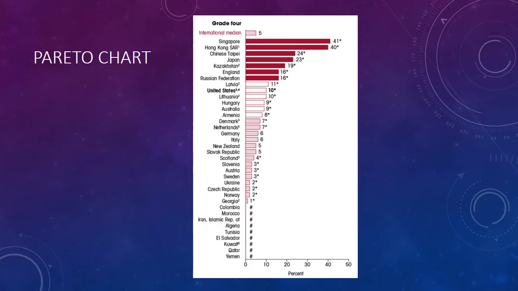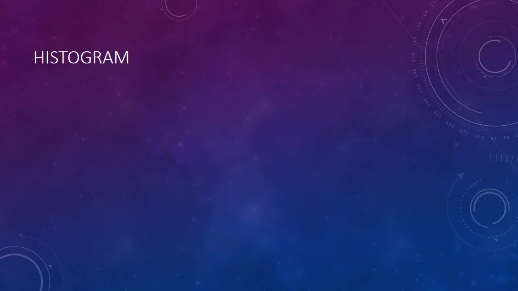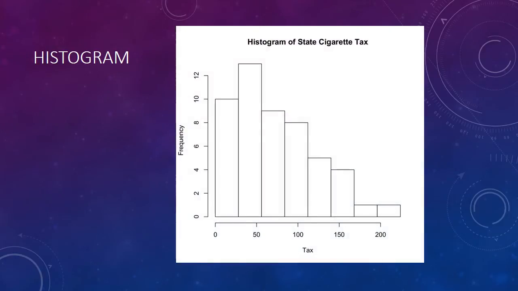Another chart that's related to the bar graph is the histogram. This is a bar graph constructed for continuous data by dividing the continuum into equally sized bins.